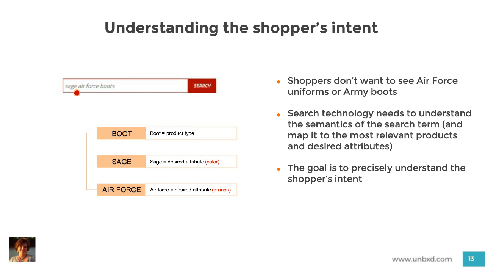it's actually not that easy. The queries need to be broken down, and the technology needs to understand that boot is the product type, and Sage and Air Force are the product attributes. They don't want to see Air Force uniforms or Army boots. They really want to see what they're looking for.